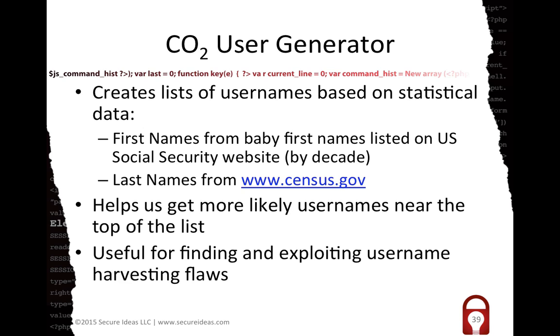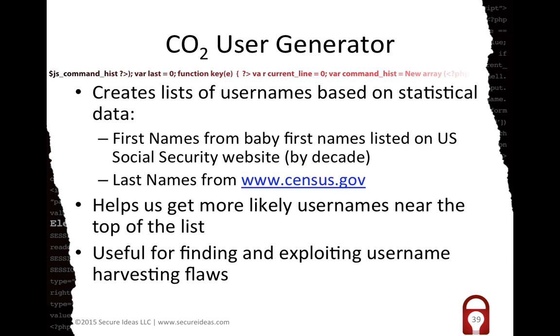Next, we have the User Generator. This is for generating usernames. This might be where you're looking for username harvesting when you don't know what any of the users are. You get to a system, there's a login, and you're trying to figure out whether you can harvest usernames off of it. Basically, it uses statistical data from the Social Security website. Baby first names were conveniently listed there by decade. And then there's the census.gov site for last names.